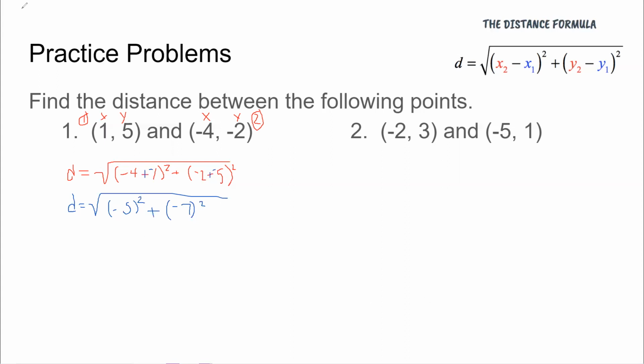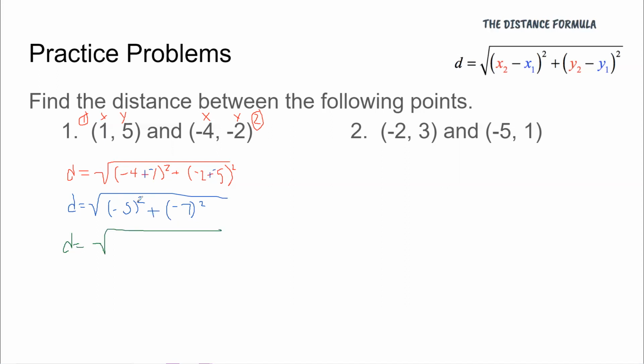Following PEMDAS, we did the parentheses. Now it's time for exponents. So we're going to square both of these numbers. So we'll go green. We're finding the distance still, and we're going to square it.